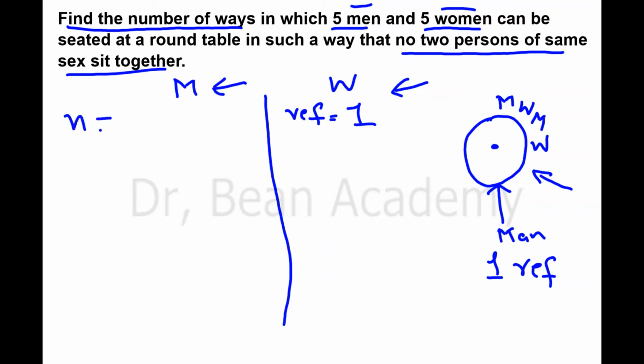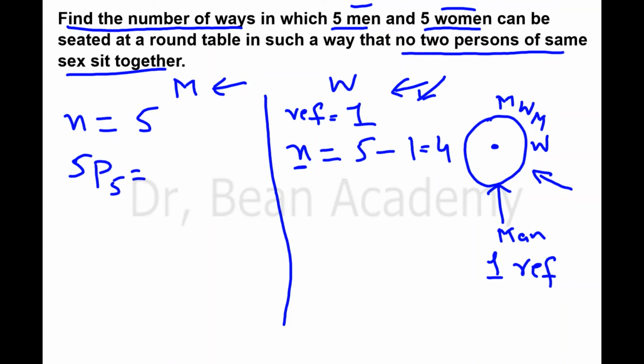So here n should be equal to 5, for 5 men. Yes, and I am taking the reference from women. So now here n should be 5 minus 1 equals 4, because when we are dealing with circular permutations, we have to choose one reference and then we reduce the total number of choices by 1. So I will do this only with one group and not for the other. For the other, just calculate all the possible permutations, 5P5. For here I will choose 4P4, because 1 will serve only as a reference.